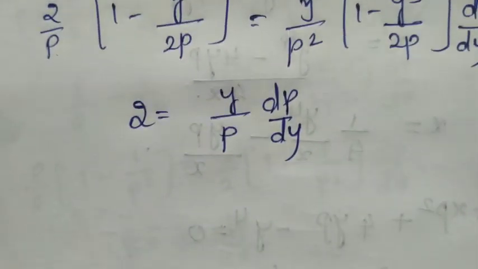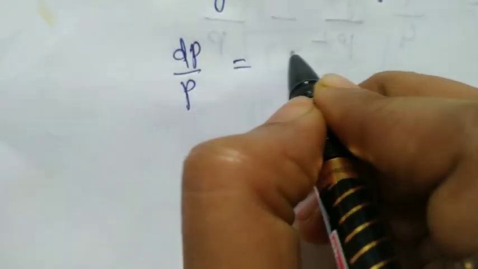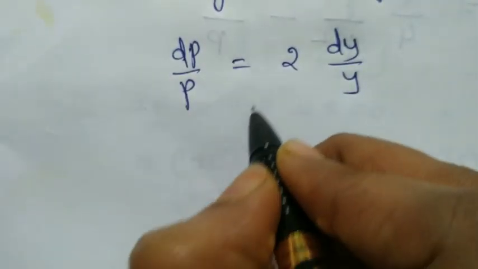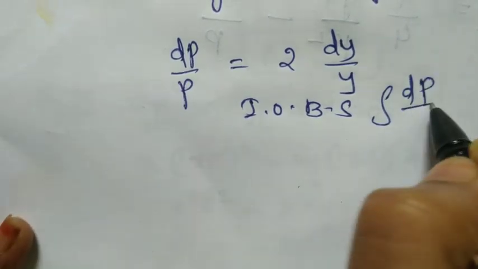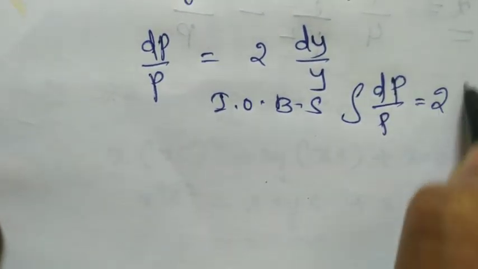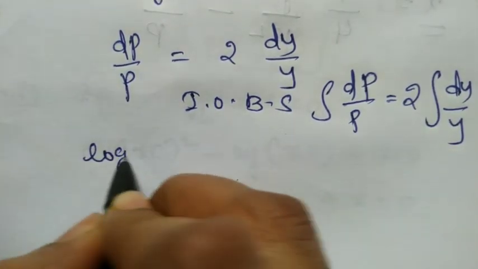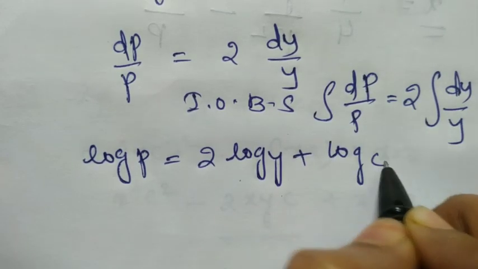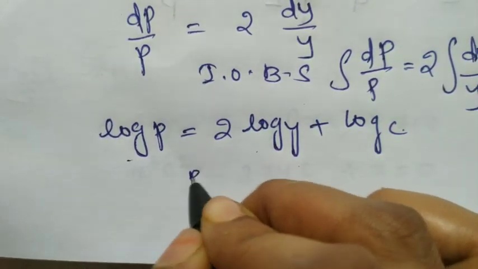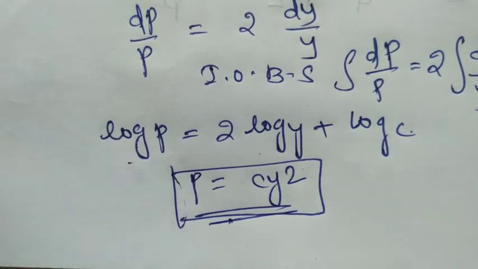Then integrating on both sides, dp by p equals 2 into dy by y. Integration of dp by p equals 2 into integration of dy by y. Then log p equals 2 log y plus log c. Therefore p equals cy square. This is the general solution of the given problem.